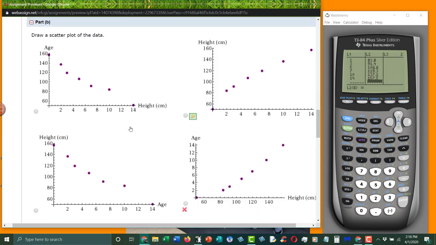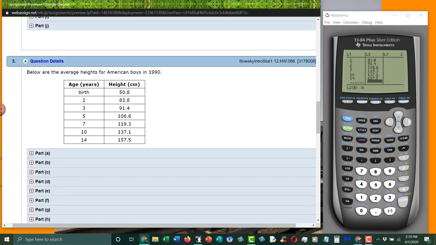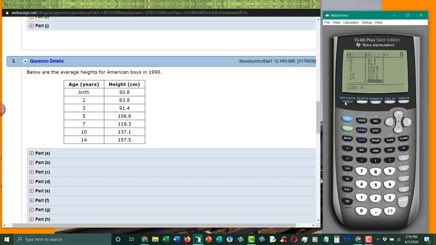Then they want us to graph it. So to graph this, we have to come to stat plot. So second, stat plot. And we've got to make sure we turn it on. So we're going to go to number one, enter. First thing we're going to do is turn it on. And then we have to tell it that it is a scatter plot. So that's the first one. And our values are in list one and list two. We just keep changing things as we need to.